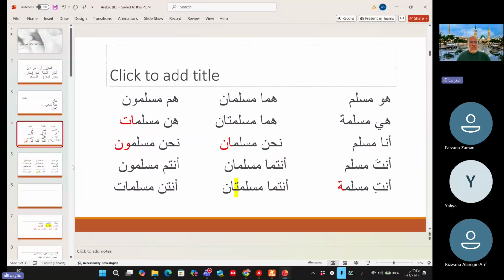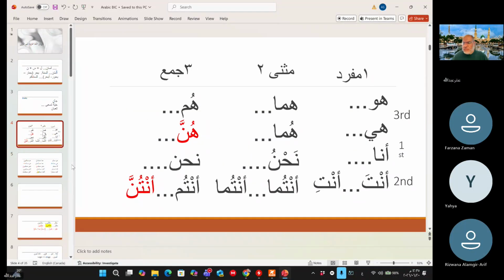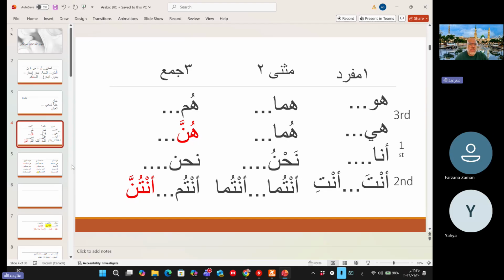We looked at the pronouns: the first person, the second person, and the third person, the singular, the dual, and the plural. And we said that these are important to know because they will help us, inshallah, once we move on in the course. So we already know huwa and hiya.